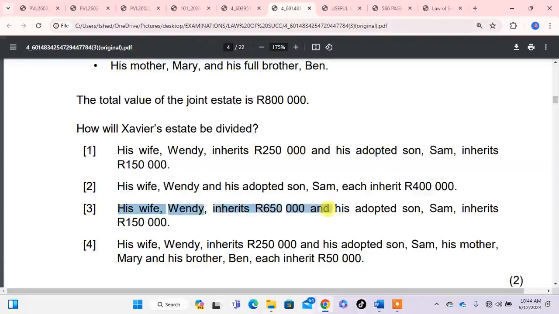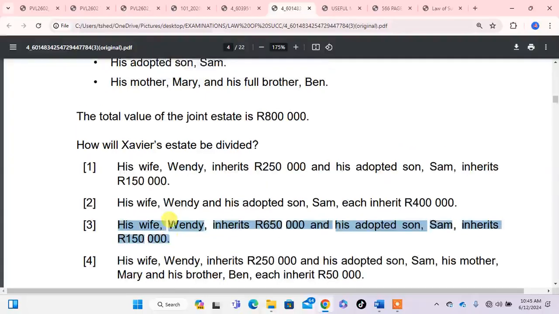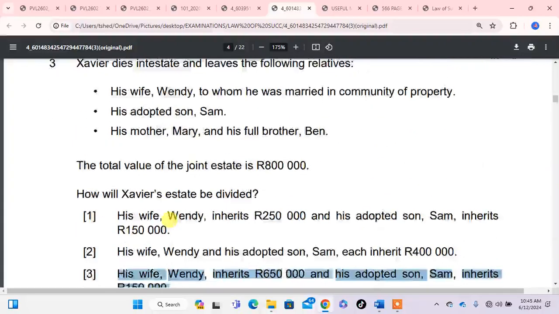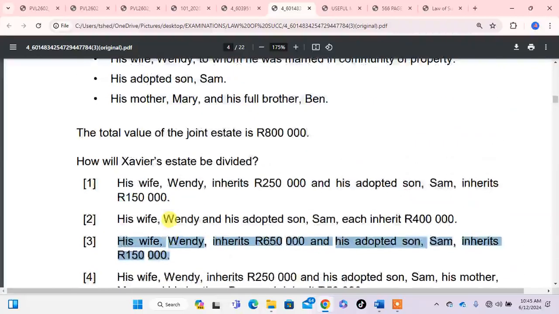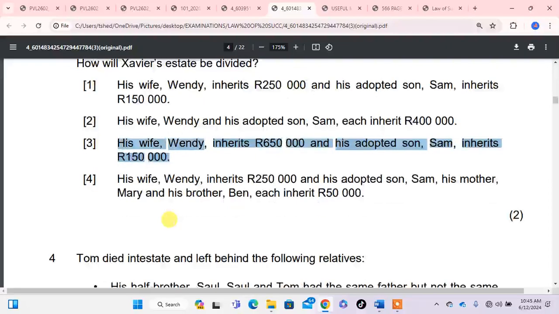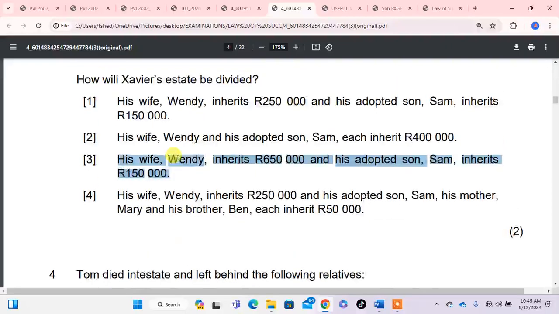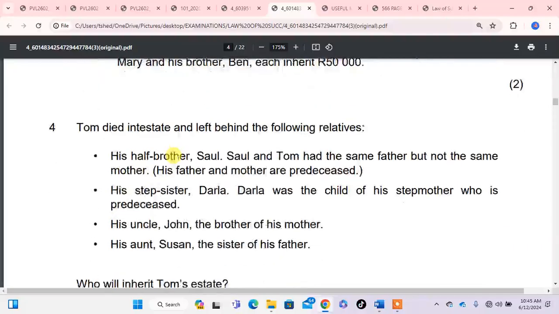Wendy will get 650,000: 400,000 from what she shares, 250,000 from the child value, and then the adopted son Sam will inherit 150,000. The others, mother Mary and his full brother Ben, are not entitled in this estate. They do not inherit in this estate. Therefore, number 3 is the correct answer. Then we go to Tom.